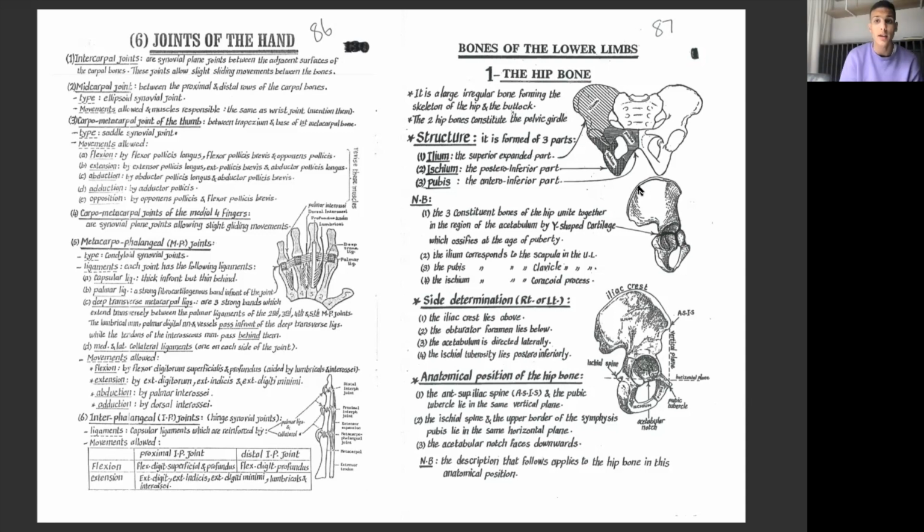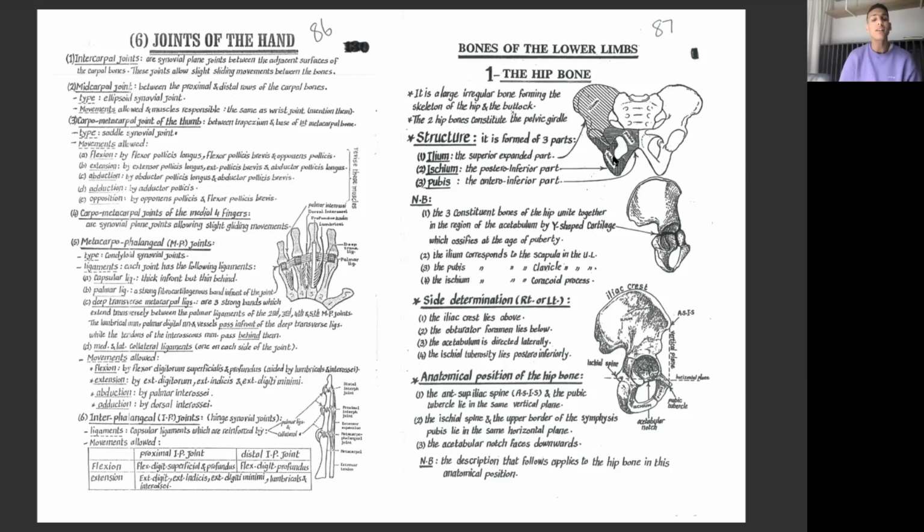The pubis part of the hip bone makes up a very important aspect because it joins to the ilium. On one aspect, it joins to the pubic symphysis of the other hip bone, and it joins also to the ischium to form the puboischial ramus. Right here, pubic ramus, ischial ramus, puboischial ramus that encloses the obturator foramen, the space right here.